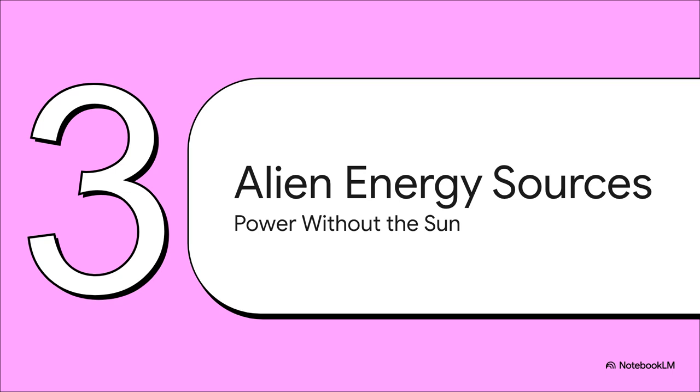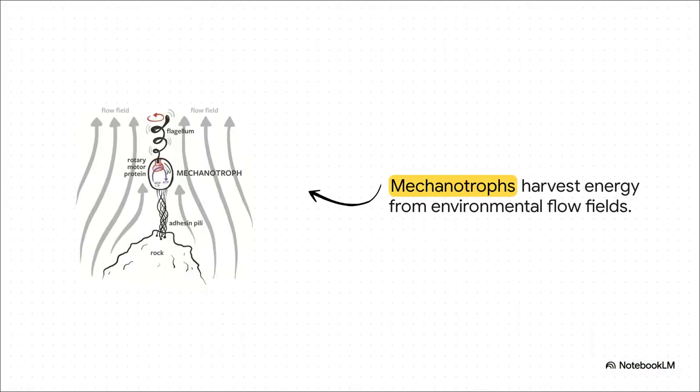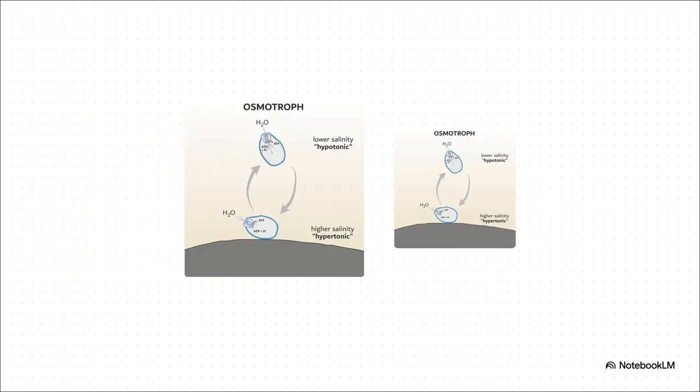Section 3. Harvesting alien energy sources. All right, so we've got new building blocks and new liquids, but how do you actually power an alien organism in a pitch-black subsurface ocean millions of miles away from the sun? Enter the hypothetical mechanotroph. Instead of relying on photosynthesis, this kind of organism would act like a biological windmill. It uses the physical flow of ocean currents, or wind, to literally spin an external flagellum. This physical rotation cranks an internal motor protein to directly generate chemical energy, like ATP. It's literally harvesting the kinetic energy of its environment just to stay alive. How cool is that? Equally bizarre is the osmotroph.